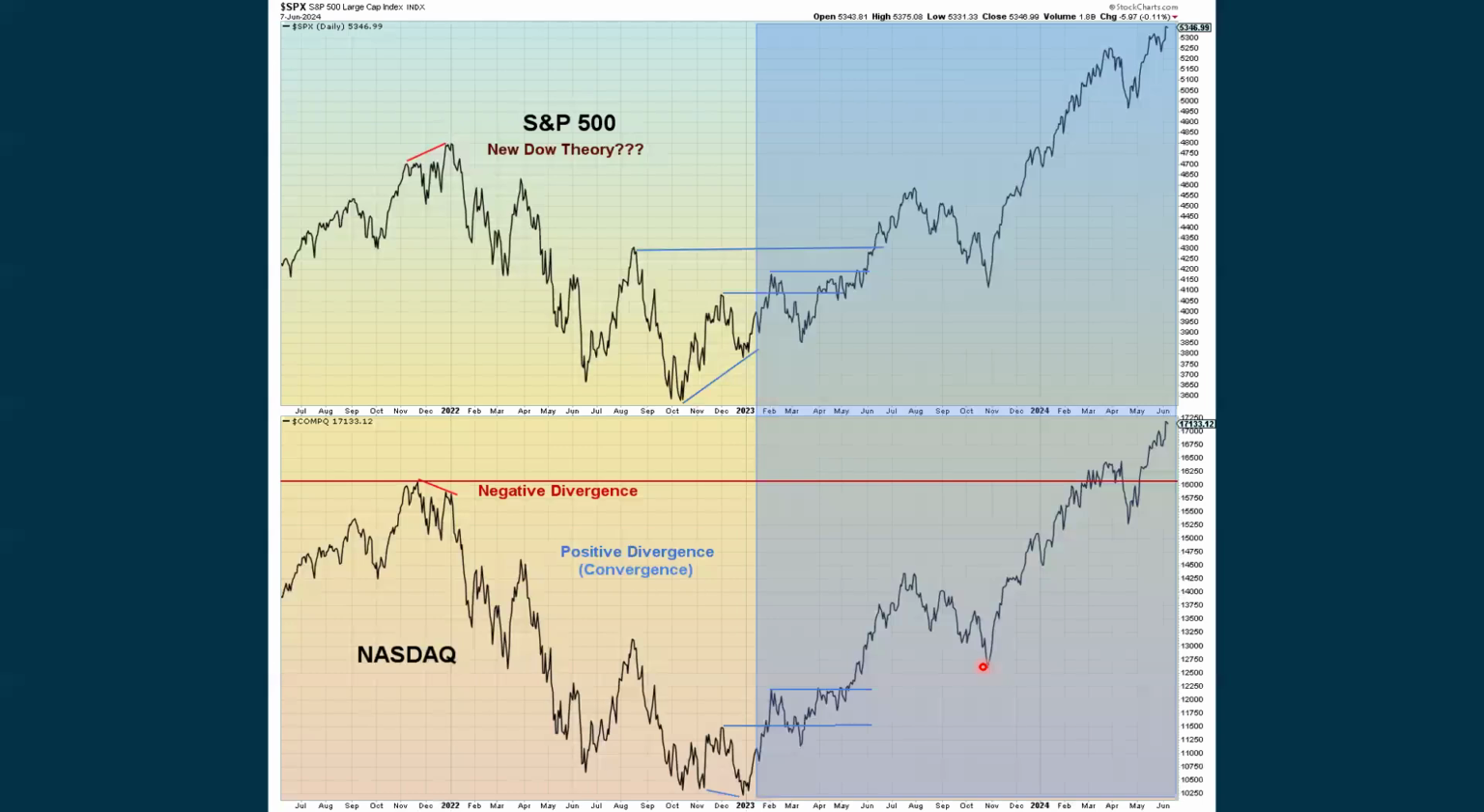This is a new look at Dow theory where instead of using the Dow, we use the S&P, which is coming off of all-time highs. On the bottom, instead of using the transports, we use the NASDAQ, which is tech, also coming off of recent all-time highs. So this is looking healthy.